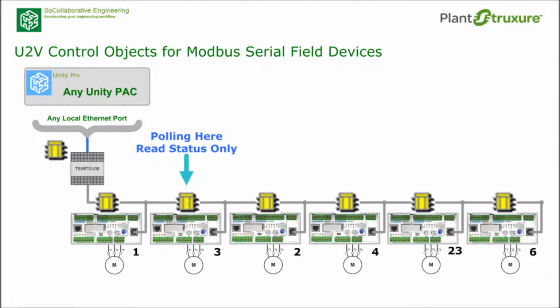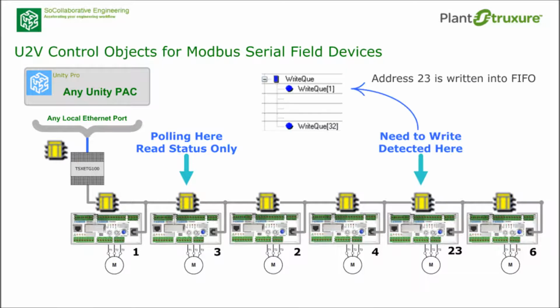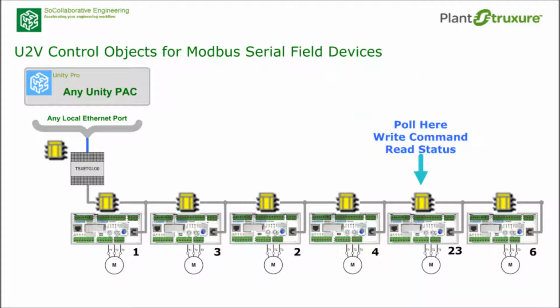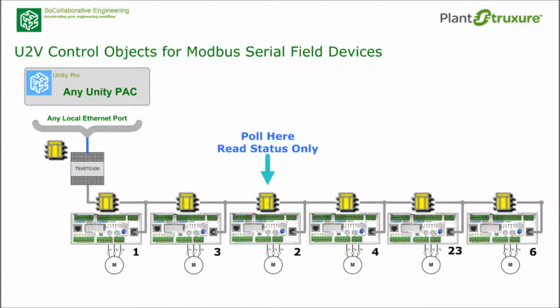Here is an illustration of the polling sequence. If the poller has given the baton to device 2 with Modbus address 3, and device 5 detects that a write command is required, then the device 5 DFB puts its Modbus address 23 into the write queue at the first unoccupied location. When polling of device 2 is complete, the poller passes the baton to device 5 and it executes its write command followed by a read status command. When done, the poller returns to normal polling sequence at device 3 with Modbus address 2.